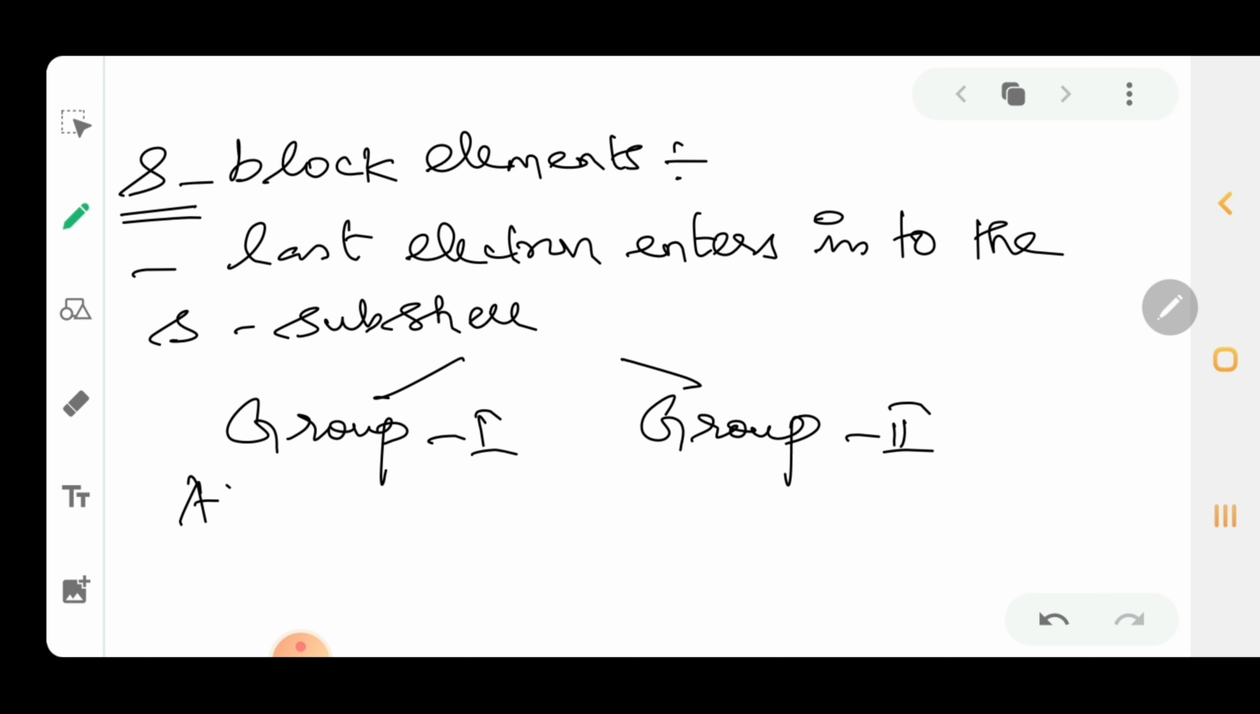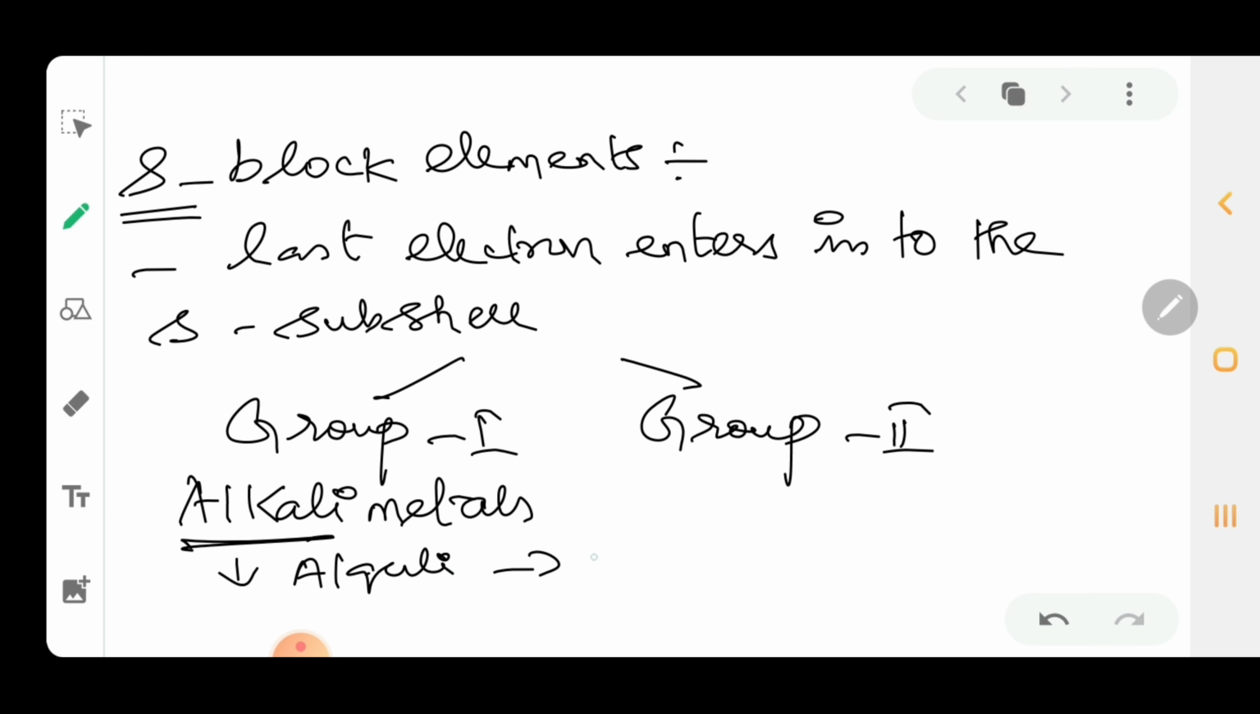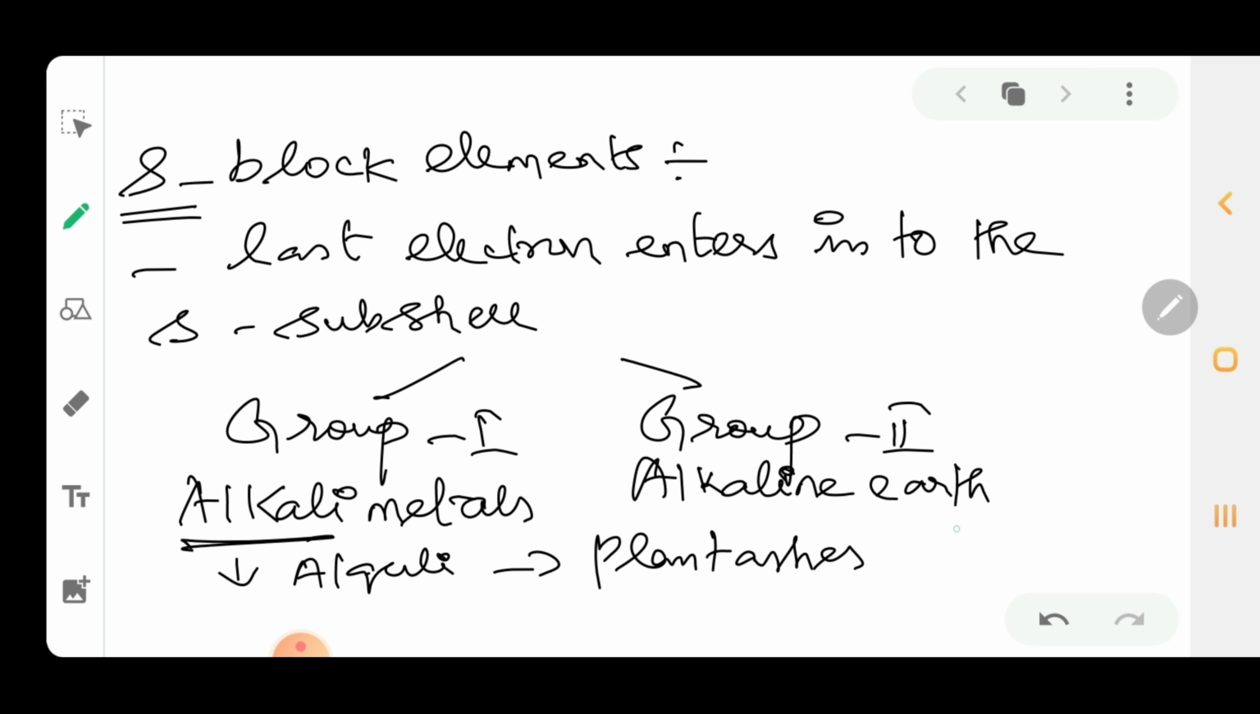Group 1 is also called alkali metals. What I mean by that? Alkali is a word derived from the word meaning plant ashes. So we can say that these metals are usually extracted from plant ashes. That's why group 1 S block elements are called alkali metals, and group 2 is called alkaline earth metals, usually extracted from the earth crust or earth core.